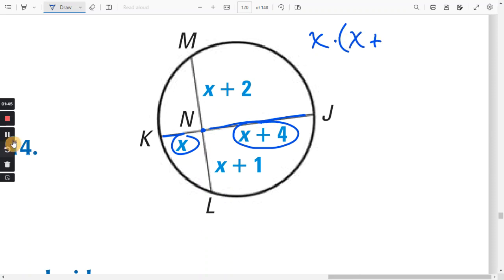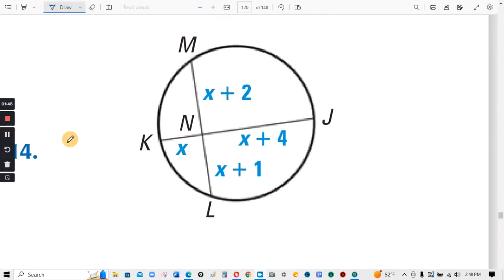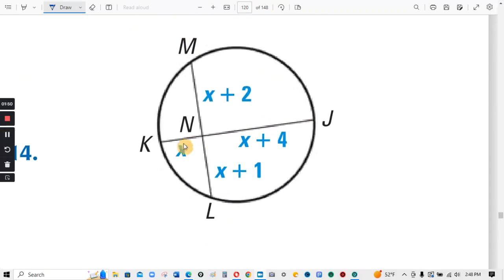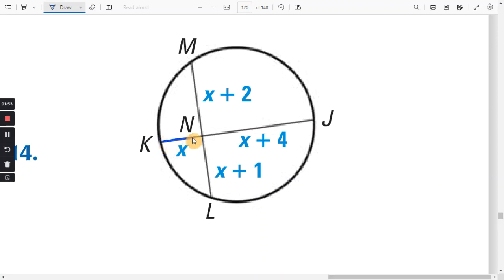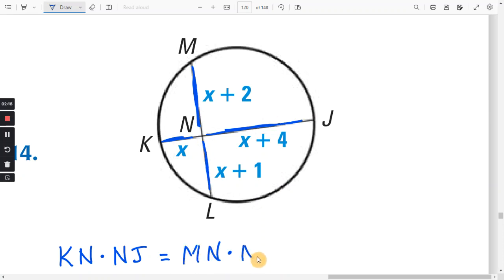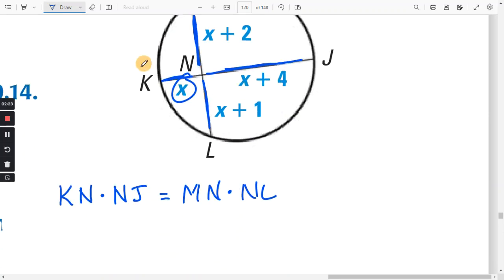I'm going to write it down here. Before I get into the variables, I'll just write the segments first. This right here is KN times this right here, NJ. So we have KN times NJ, and the other chord is going to be MN times NL.